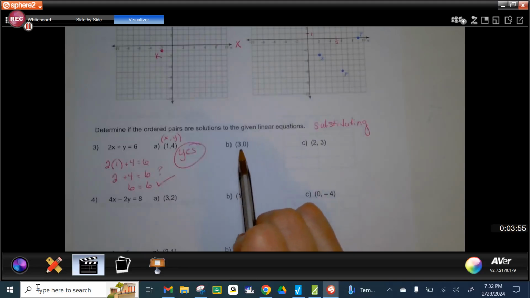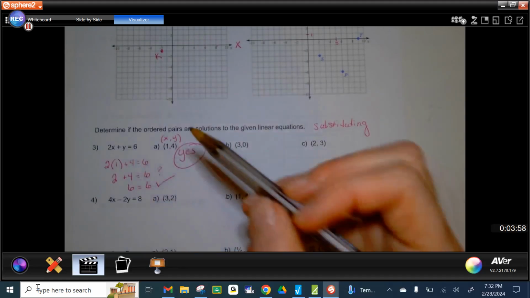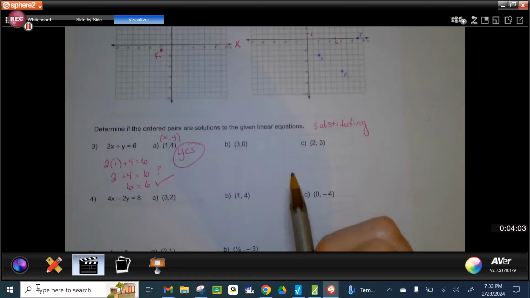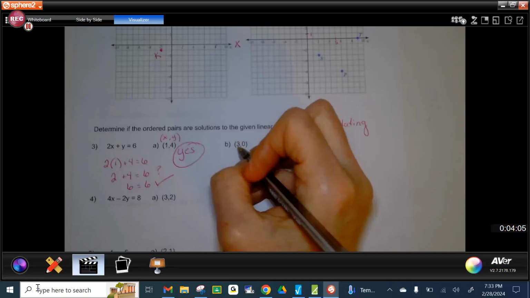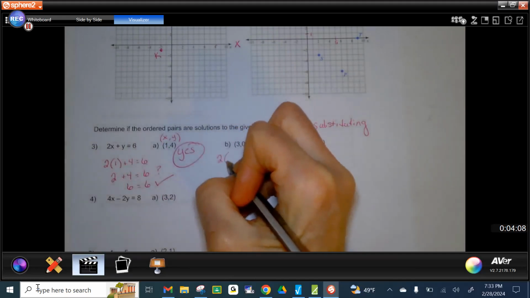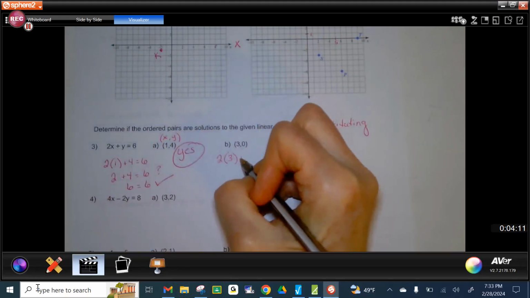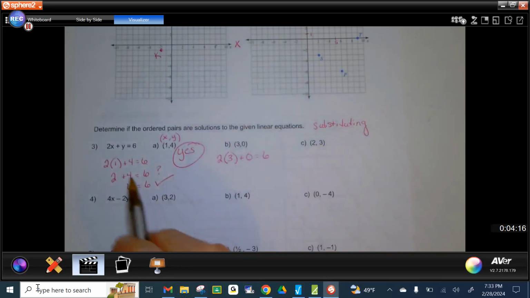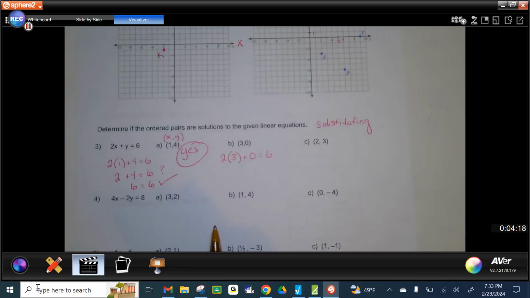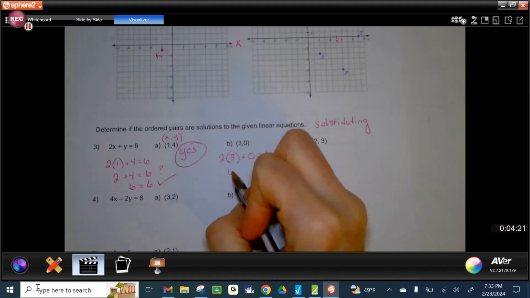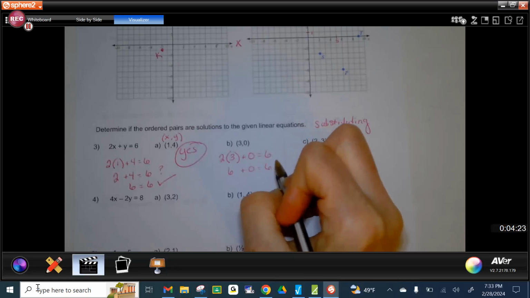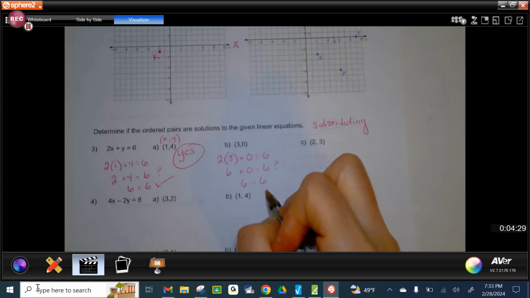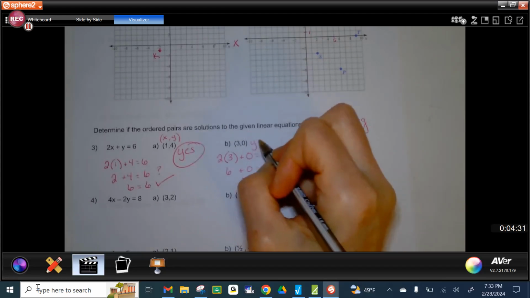Now we're going to see if this ordered pair is a solution to this equation. We'll put the 3 in for the x and the 0 in for the y. So 3 in for the x, so I get 2 times 3, plus, I put 0 in for the y, and I get this. So you must write it out like this, okay? Now I have 2 times 3 is 6, plus 0. Does that equal 6? Well, sure, 6 plus 0 is just 6, and I get 6 equals 6. So yes, this is a solution.